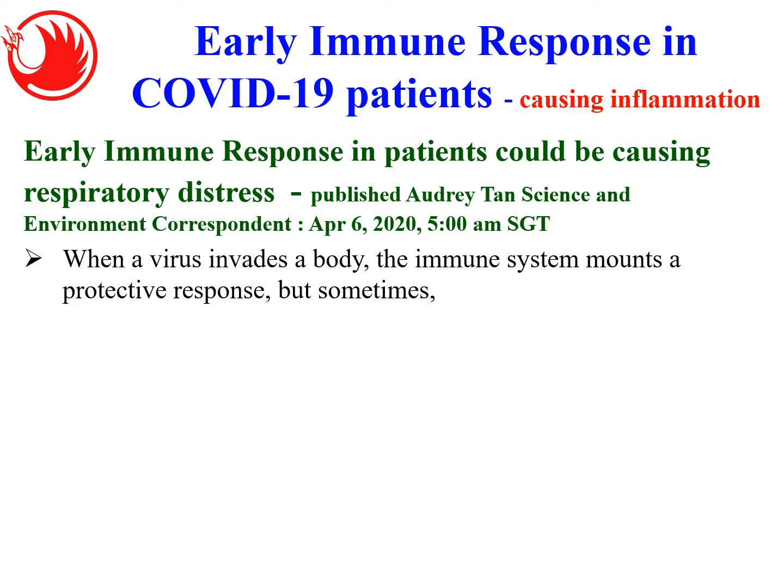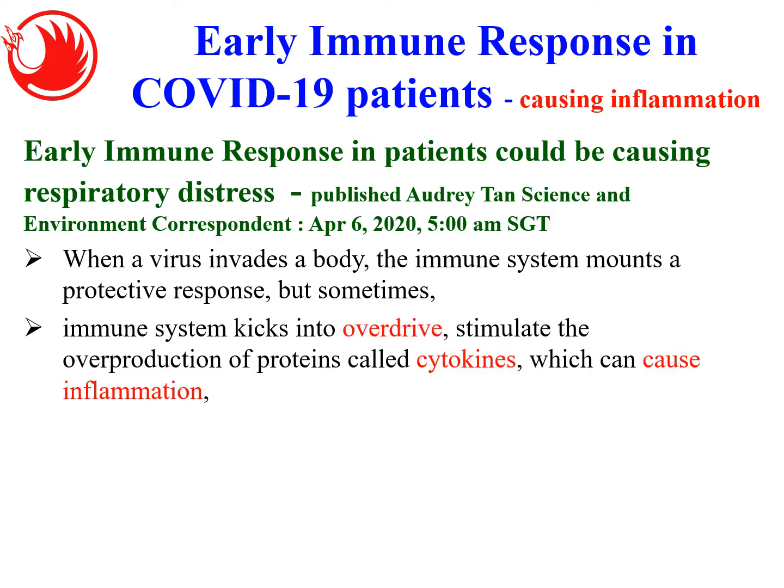Okay, when a virus invades the body, the immune system mounts a protective response. I think I mentioned just now. But sometimes the immune system kicks into overdrive, stimulating the overproduction of proteins called cytokines, which can cause inflammation. This is the one that causes the problem. Okay, so I think just now you know that this one is actually the helper. Sorry, this one is a T cell. It's a cytotoxic T cell. So what is the culprit? This is actually the hyper T. So this happened in COVID-19 cases.